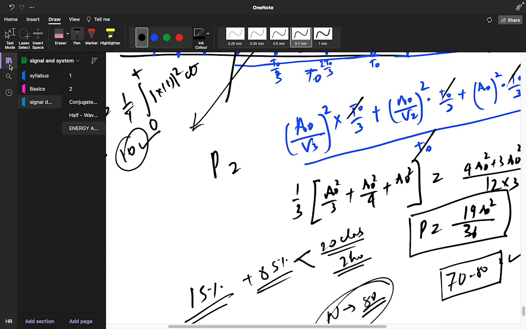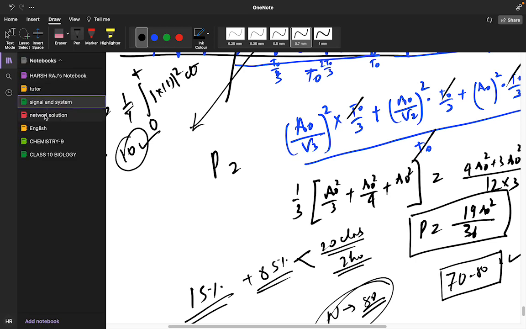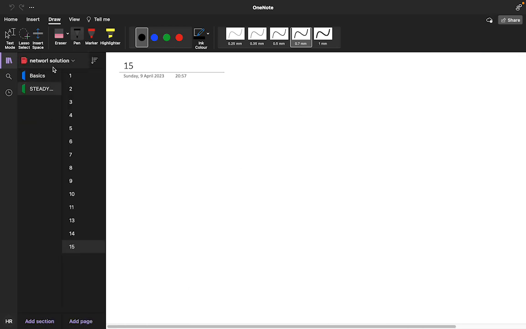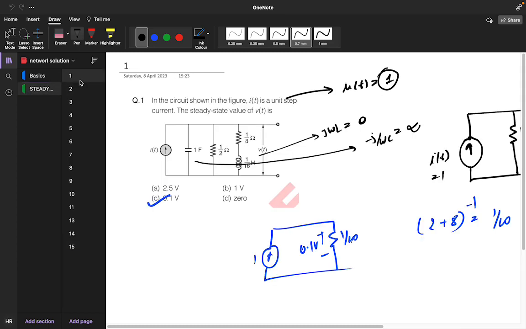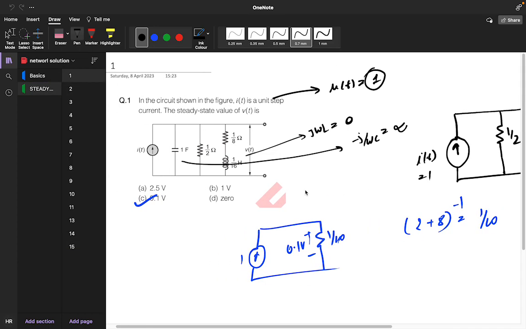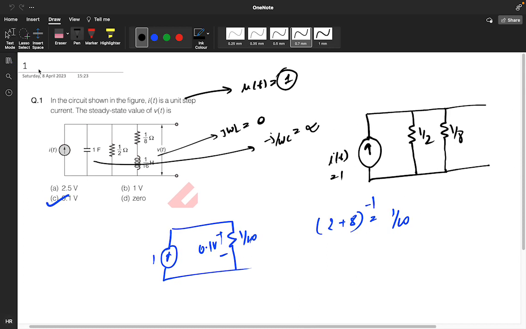And see, something I will show you. I did something for you guys, on steady state. So you can see the solutions in this circuit. The first question was, just see it, it will take hardly 5 minutes of your time. So just see what I did.